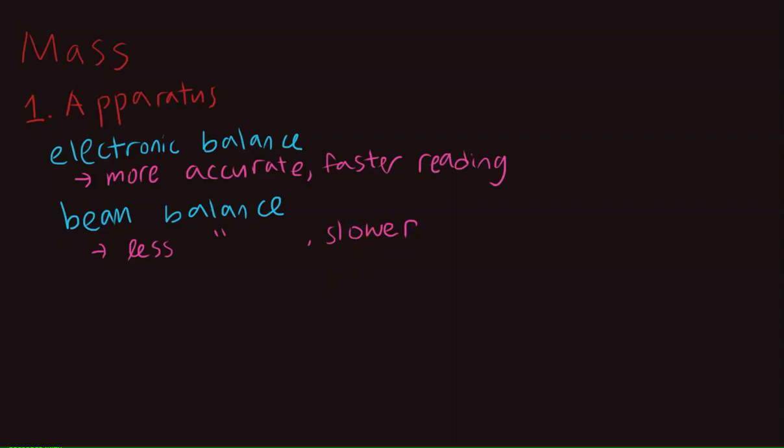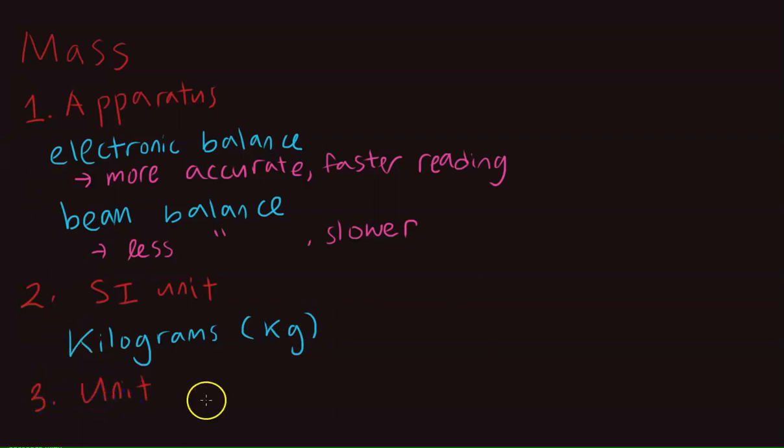And the next part to unpack would be its SI unit. The SI unit for mass is actually kilograms, and not grams. So kilograms, which is kg. The third part would be to talk about its unit conversion, and that is 1 kg is equals to 1000 grams. So I hope that's clear.